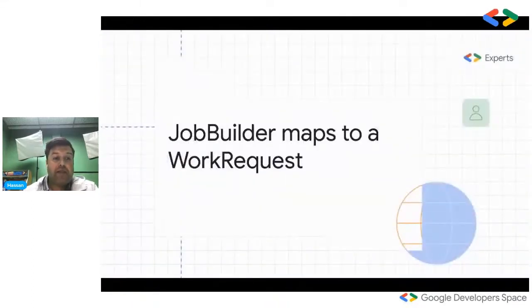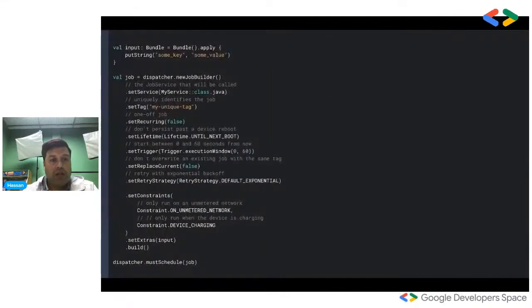And then we used to have this Job Builder in the Firebase Dispatcher class. It maps to WorkRequest. What the Job Builder does is you set a unique tag through which you can find this job. Then you set either one-off job or recurring. Then you also set some kind of lifetime and the trigger, how you trigger this. You can also have some kind of retry strategy, and you can set some constraints.